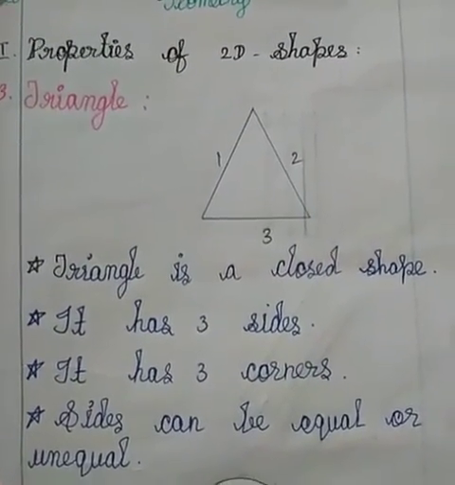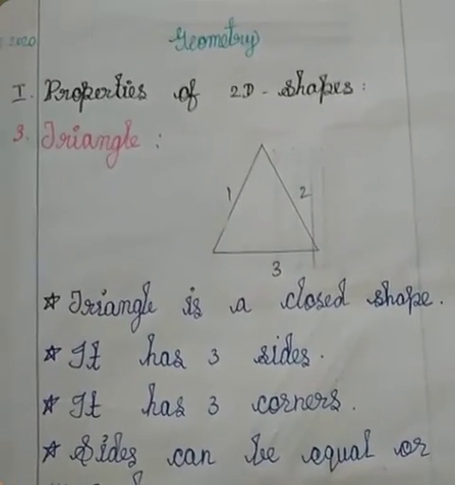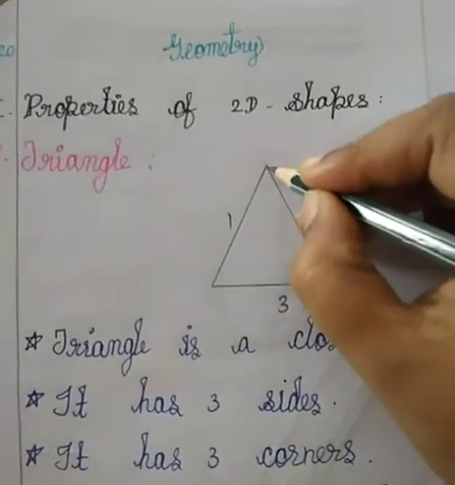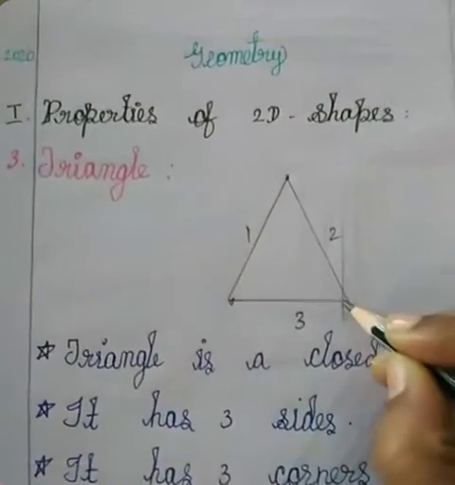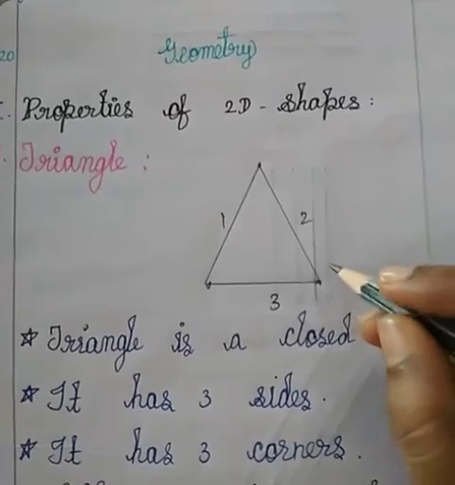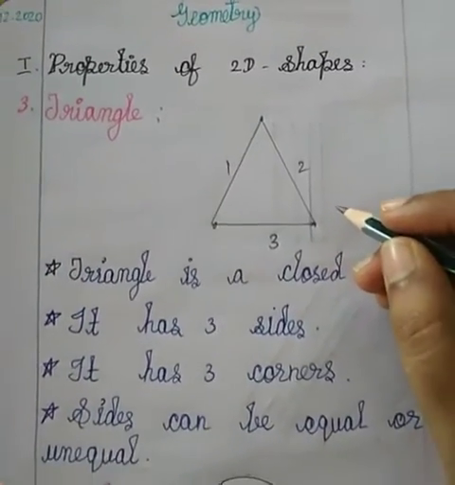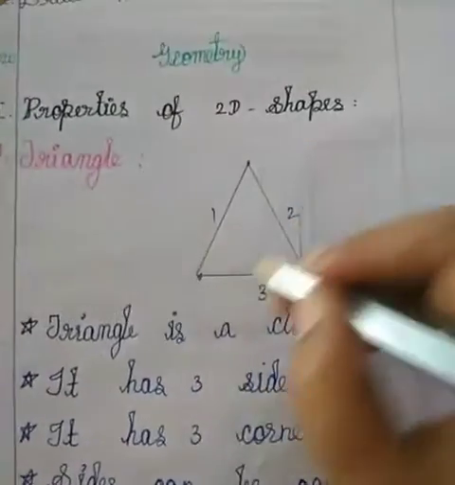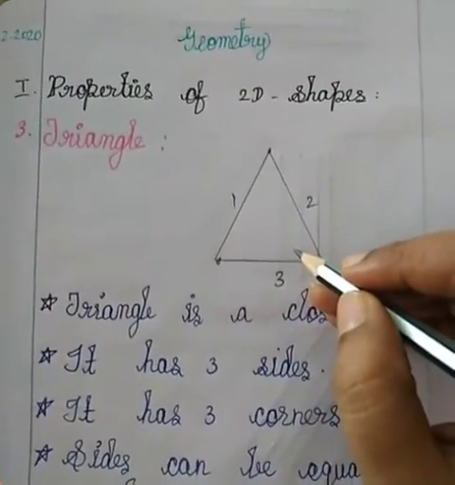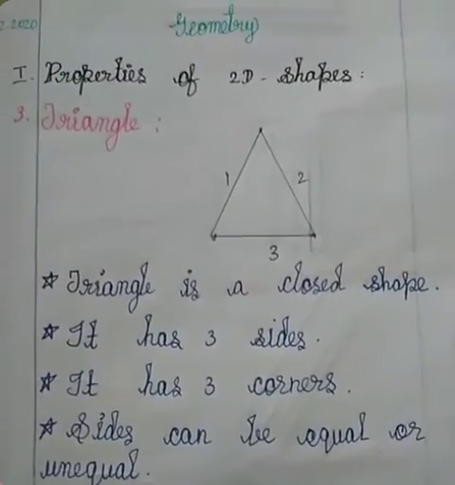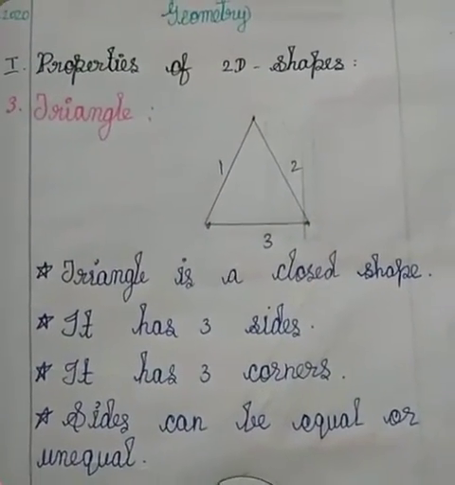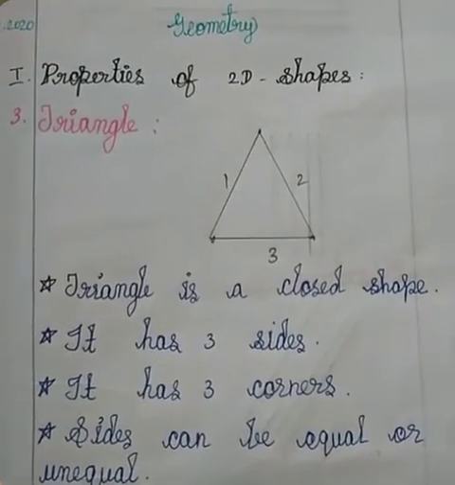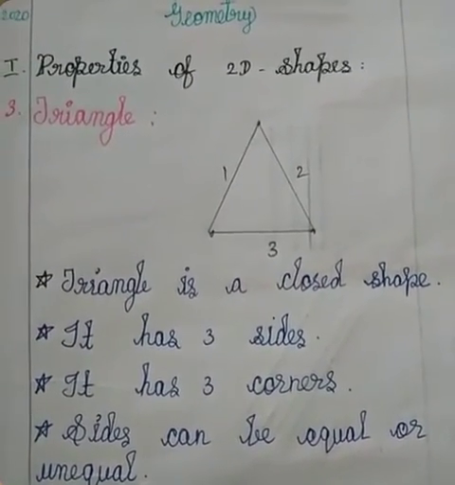It has three corners. I already taught you that corner means the point where two lines join. See, this one and this one, and the other one are called corners. So triangle has three corners. Sides can be equal or unequal. In a triangle the three sides may be equal or unequal. That is not necessary. These four are called the properties of triangle.